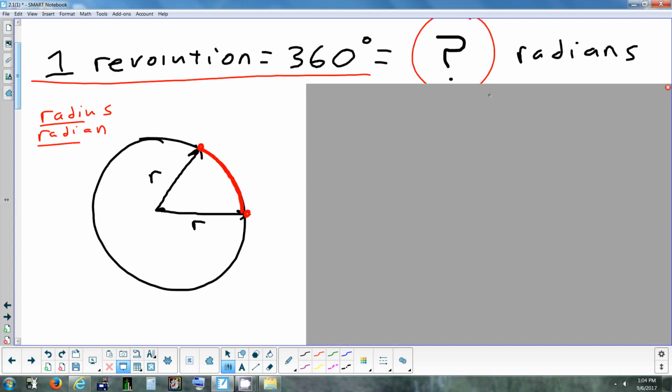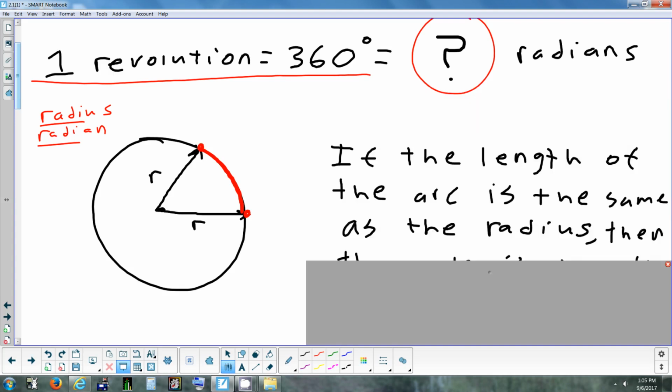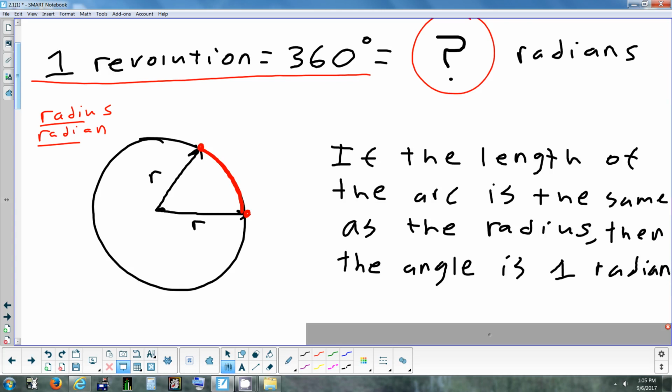It's part of a circle, but does anyone know what you call that? Just part of a circle? That's an arc. Okay, that's an arc. So I'm going to look at something having to do with this arc in red. And it turns out that if the length of this arc came out to exactly the same length as the radius, then you just drew a picture of a radian. Exactly one radian.